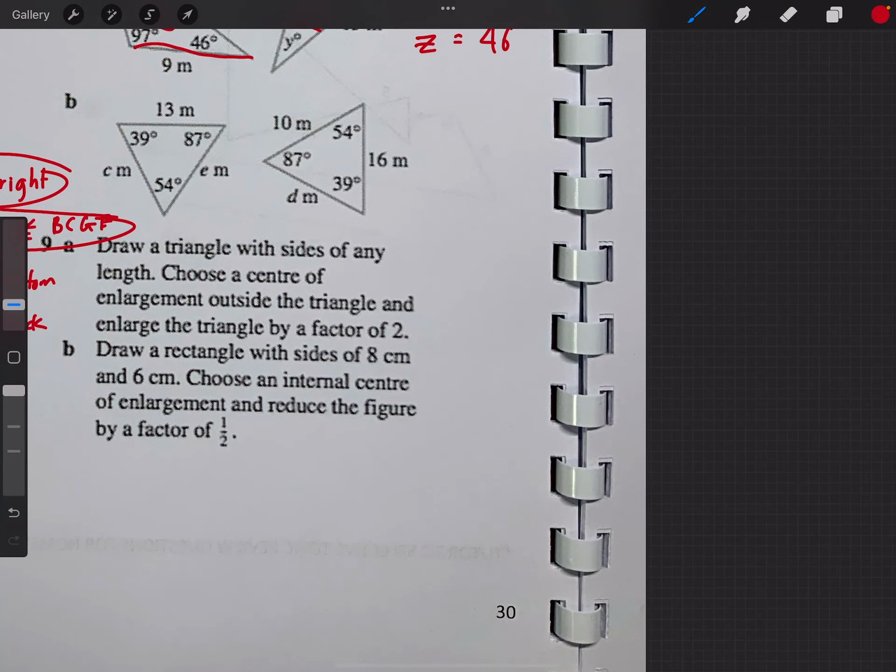Question B. Okay, we need to find D and E. So let's see, D is opposite the angle 54, so opposite 54 is 13, so therefore D equals 13. And E is opposite the angle 39, opposite 39 in here is 10, so therefore E is 10.